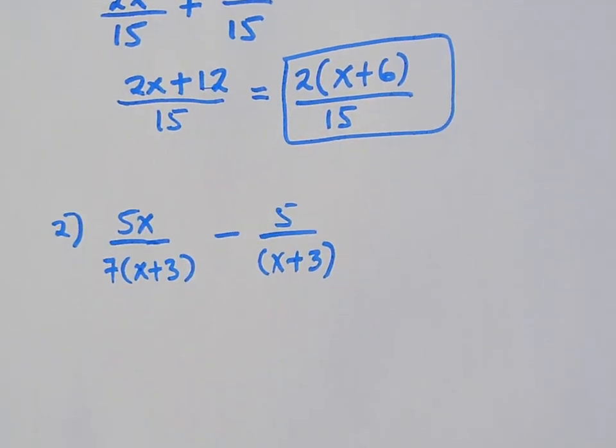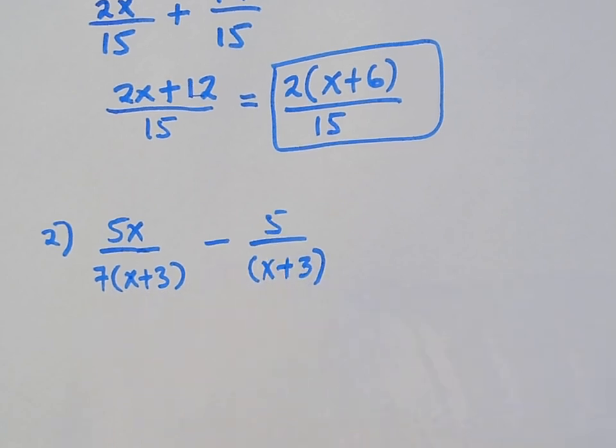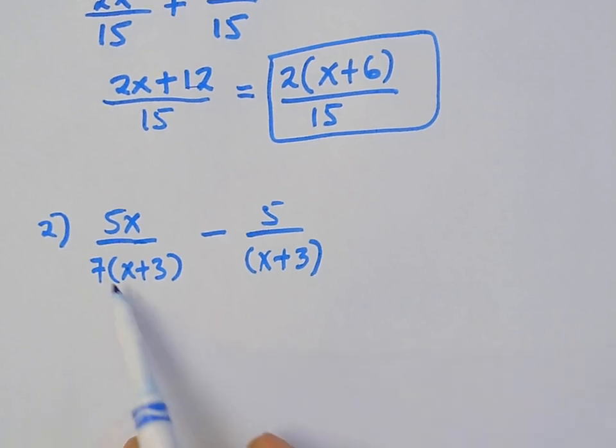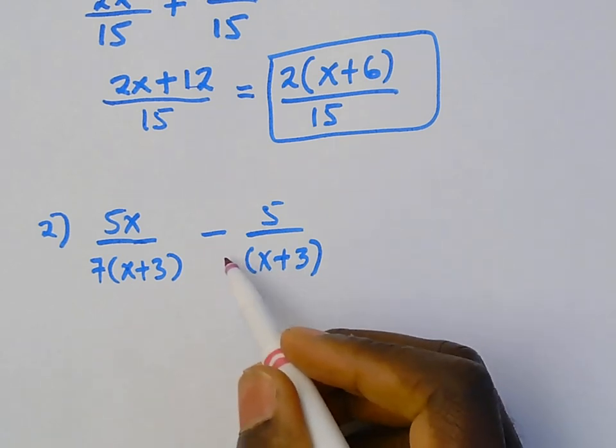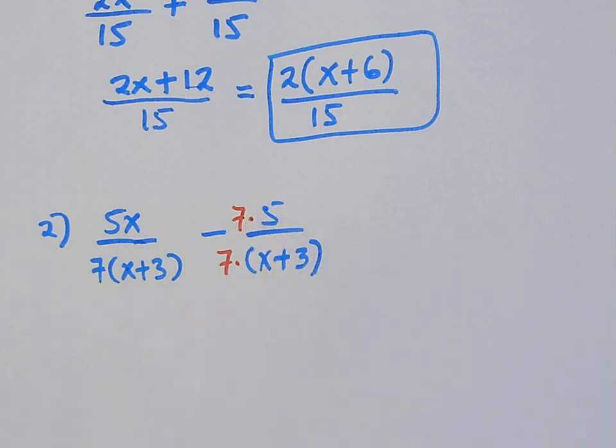Example 2, we are asked to perform this operation: 5x divided by 7 times x plus 3, minus 5 divided by x plus 3. Again, from here we realize that the denominators, the lowest common denominators, are not the same. Since the denominators are not the same, can I make them the same? Yes, I can. I can multiply this one by 7, and multiply this one by 7. So now the denominators are the same. So our new expression will look like this.